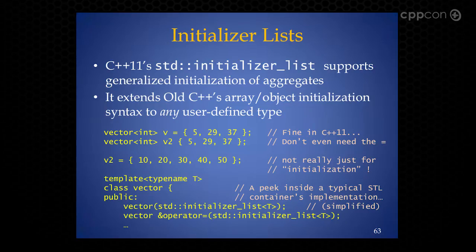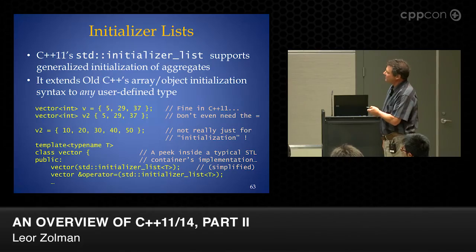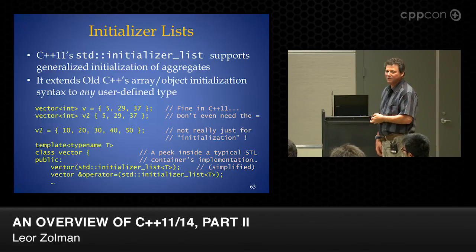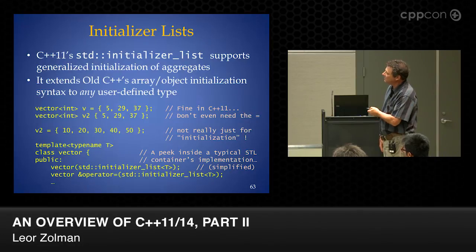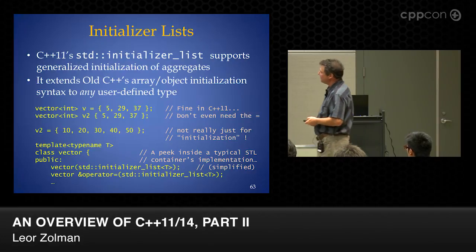So new C++ introduces the idea of initializer lists, a way of supporting generalized initialization of aggregates. It's an extension of the old array object initialization syntax. So now we can initialize an STL container, a vector, with specific values. And the equal sign is optional. I think the conventional style in new C++ is to omit the equal sign, but there's no difference functionally here.